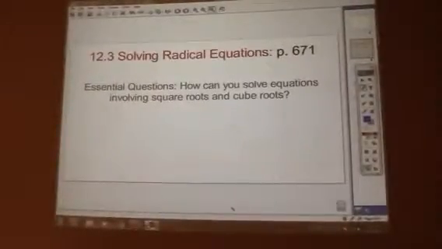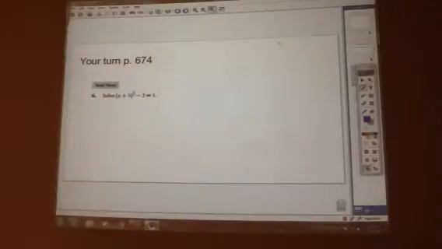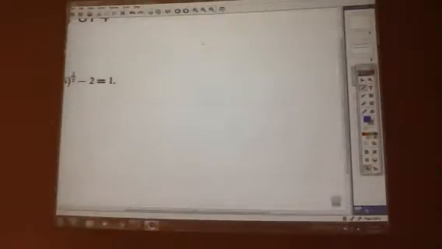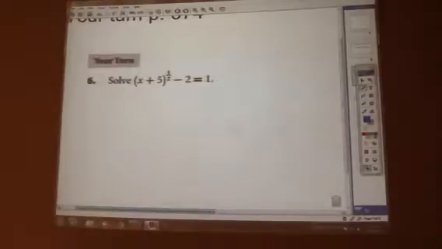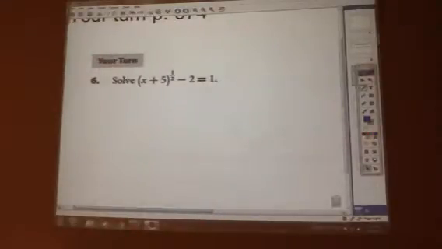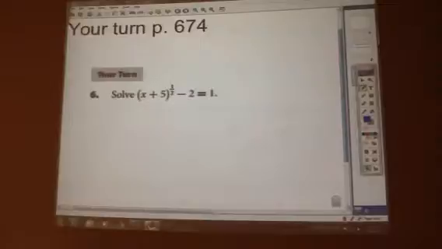Alright, 12.3, solving radical equations. Now we've been doing radical expressions, but we haven't done equations yet. The difference is your equation is going to have an equal sign in it, which means you have to solve for x equals and get a final answer.